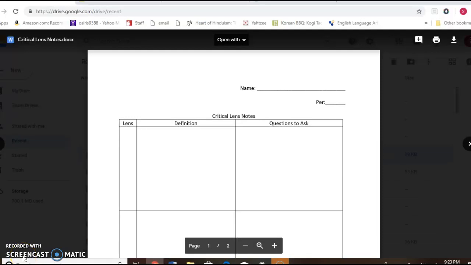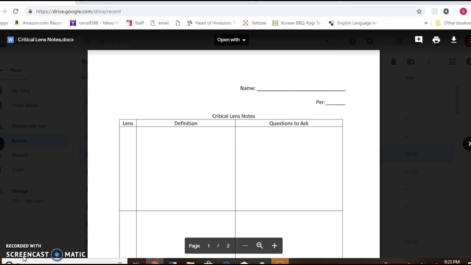Good morning, English 12. This is Mr. G. Today we're beginning our unit on critical lenses. We're going to be reading some short stories, and we're going to use something called critical lenses, which I will soon explain and clarify what that means, in order to read and interpret these texts.